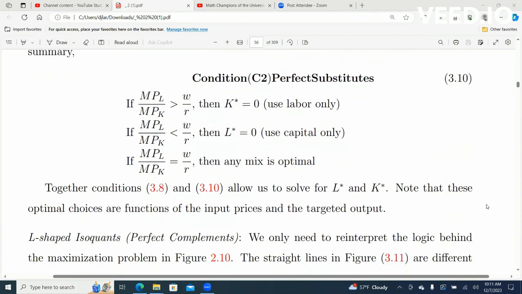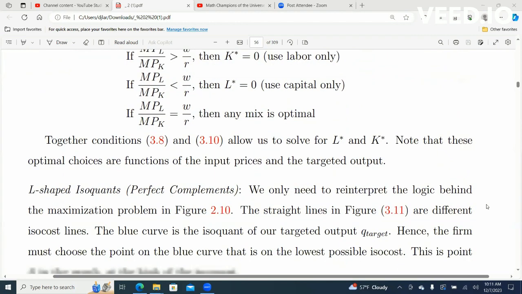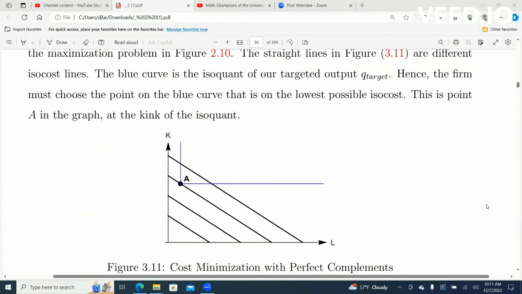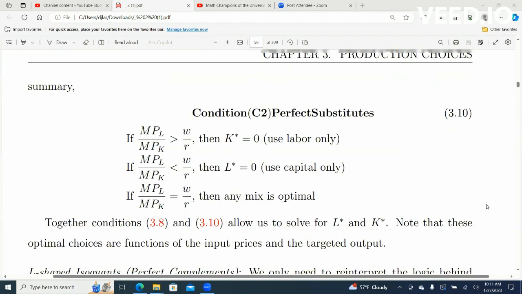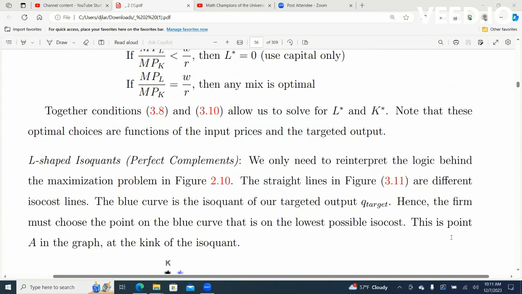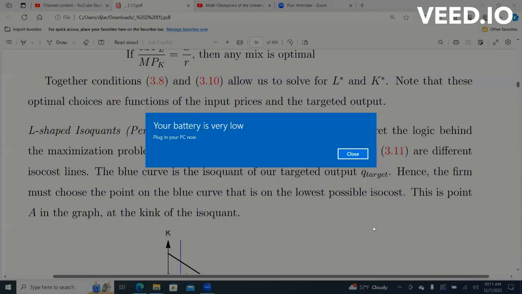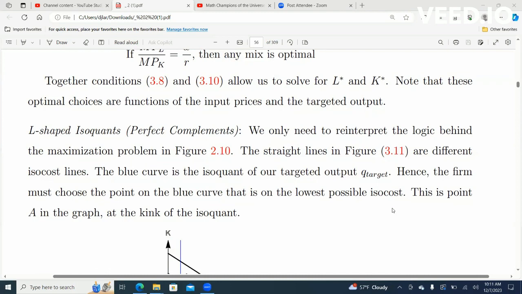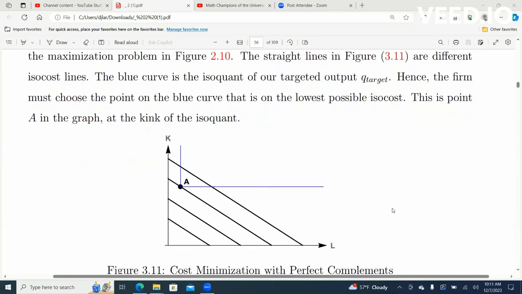So then they give us condition 2. I think we'll definitely kind of do this in the next video. These are going to be the specific conditions. It is a little bit harder to describe that. So we're definitely going to do this in the next video, but they separated into this for the linear. So the linear is the second most important. The least important is going to be the L-shaped perfect complements.